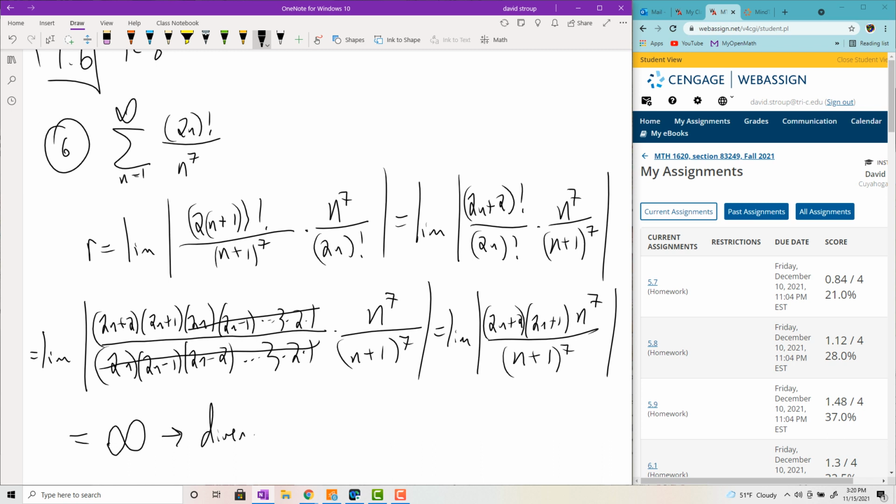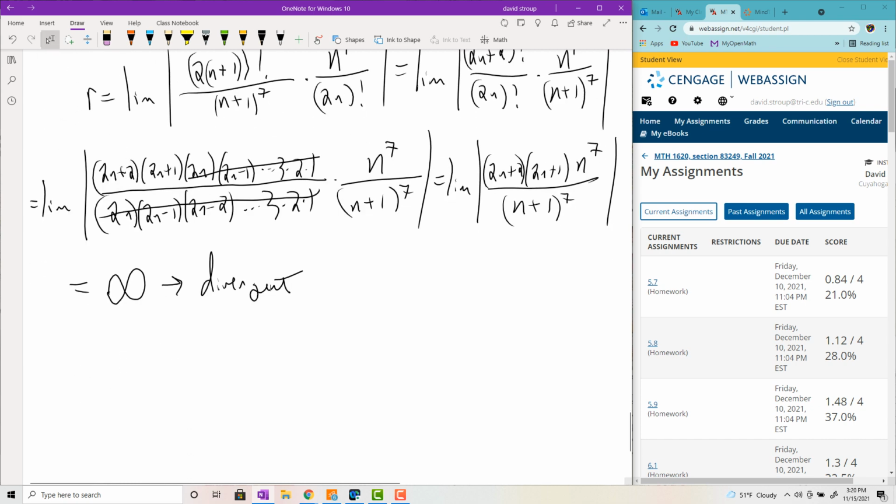Okay, so there were three kinds. If the R value was less than 1, it's convergent. If the R value is greater than 1 or equal to infinity, it's divergent. If R is equal to 1, you have to try a different test. Okay, so in this case, it's divergent.